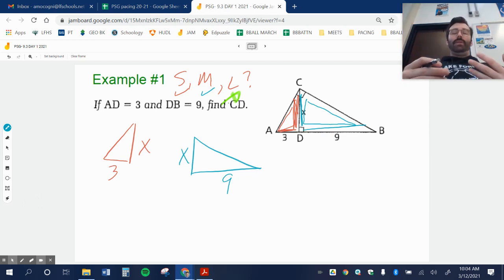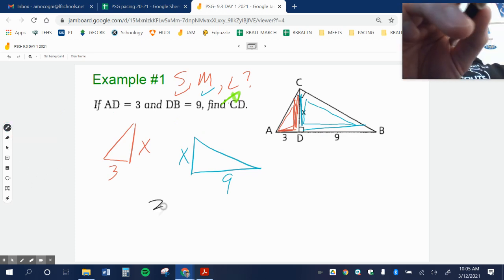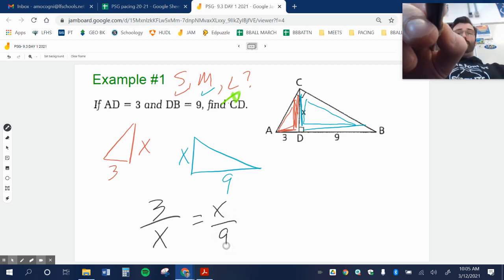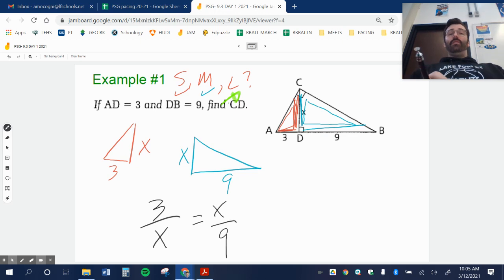So the next thing I want to ask myself, when comparing these two similar triangles, my small triangle and my medium, is what appears twice? 3 doesn't appear twice. X appears twice. So since x appears twice, I'm going to set up my proportion like that. Whatever appears twice needs to be across from each other.